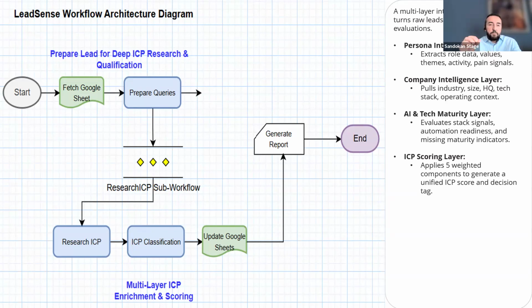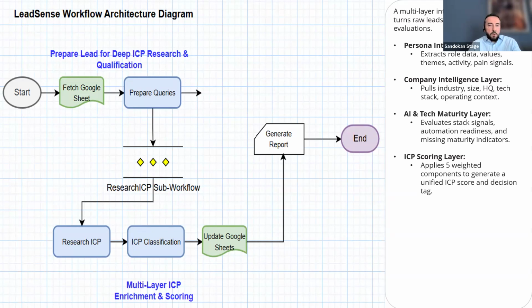So LeadSense is going to work in two stages, no pun intended with my last name. Stage number one is it prepares a lead for deep ICP, right? So it's the research and qualification piece. This is where we fetch your ICP criteria and prepare the leads for analysis. Stage number two is at the bottom there, right? It's that multi-layer ICP enrichment and scoring piece. This is where the heavy lifting happens, the actual research and evaluation. So essentially think of stage one as setting up the operation, and stage two is executing it.